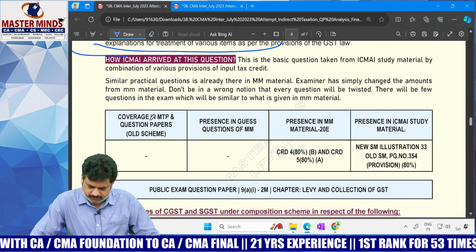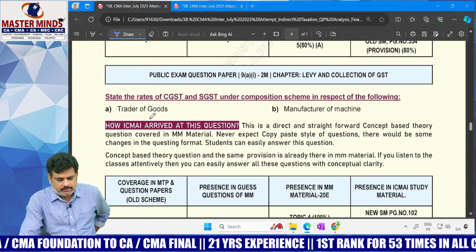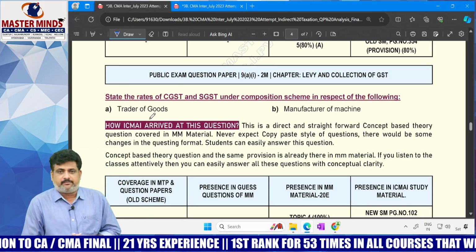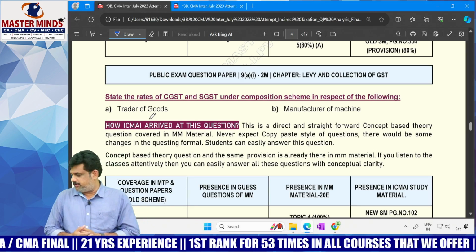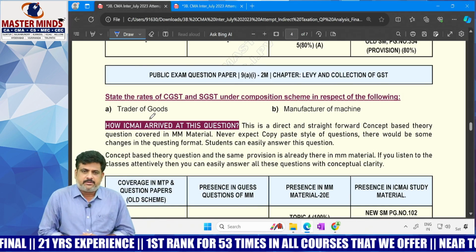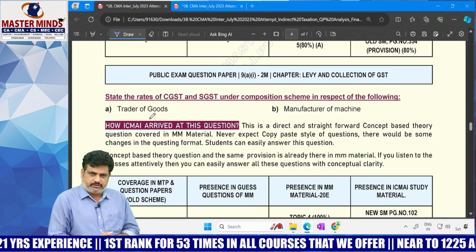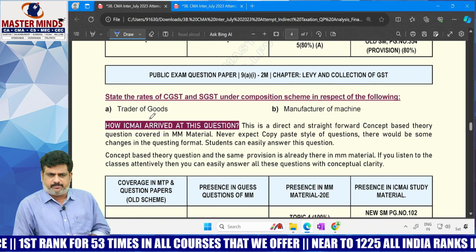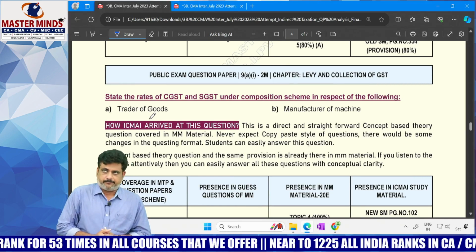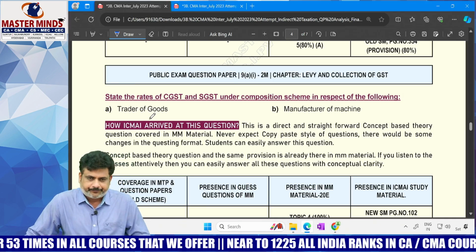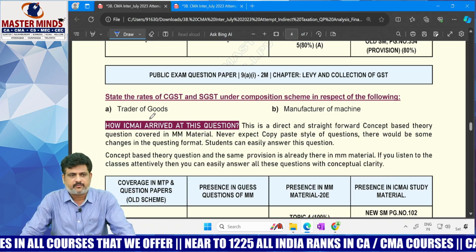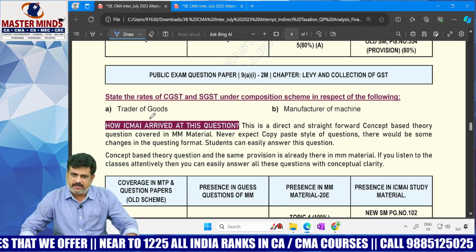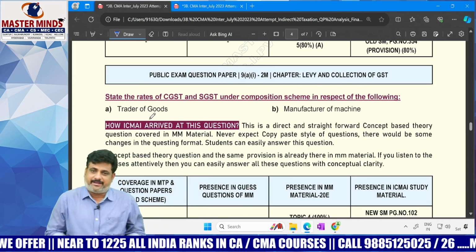Okay, basic level question. Now you can check the ninth one. With respect to the ninth one, 9A1, 2 marks, chapter Levy and Collection of GST. State the rates of CGST and SGST under the composition scheme in respect of the following. Suppliers of goods: what is the rate under the composition scheme? 1% of taxable turnover. Manufacturer, 1% of aggregate turnover.